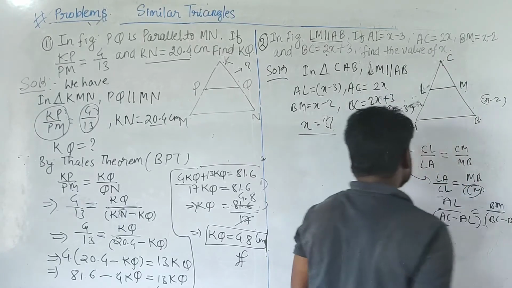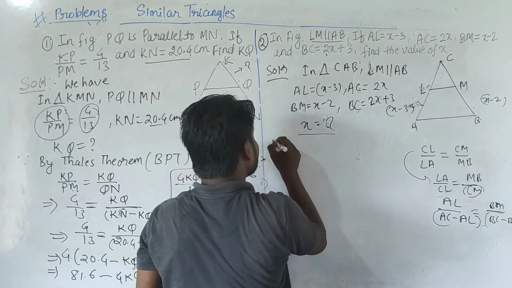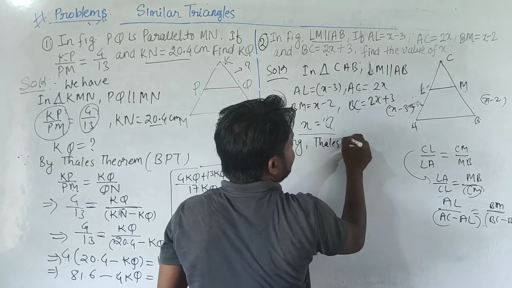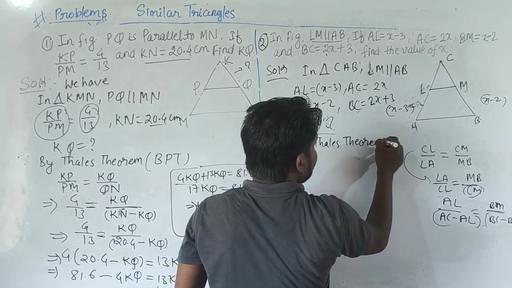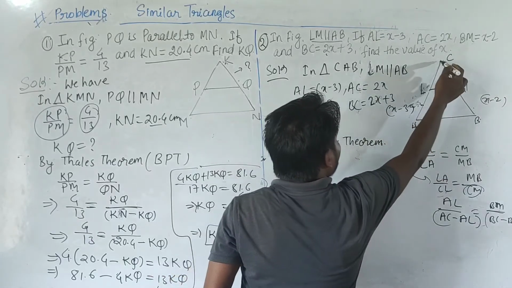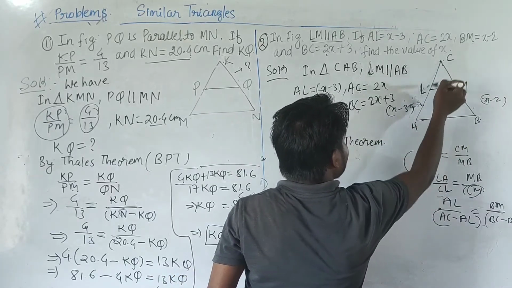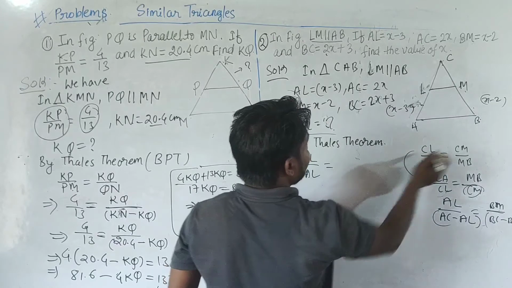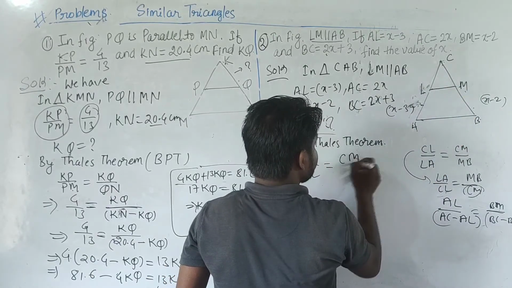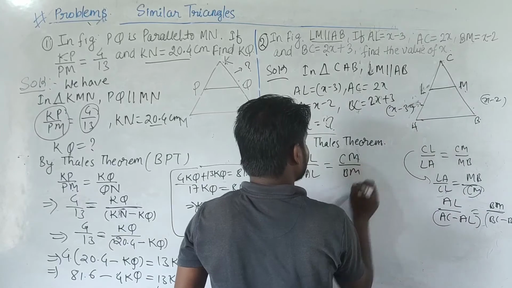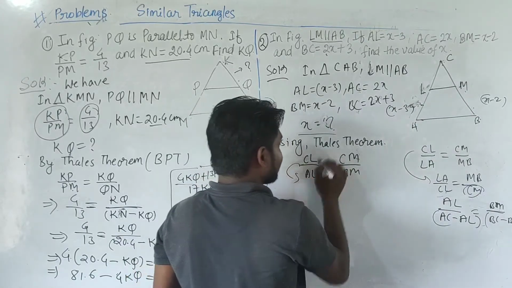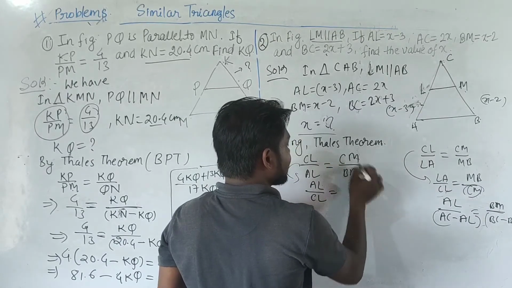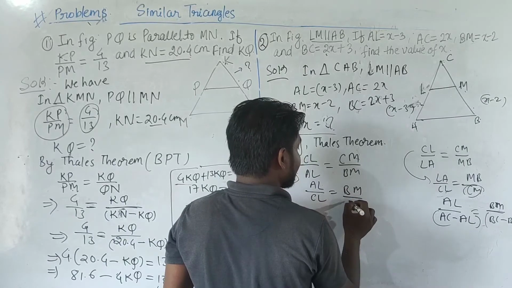Using Thales theorem: if LM is parallel to AB, then CL upon AL becomes equal to CM by BM. Now we take the reciprocal of both the terms, so it becomes AL by CL, and its reciprocal becomes BM by CM.